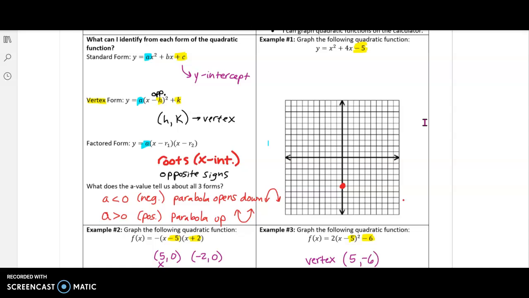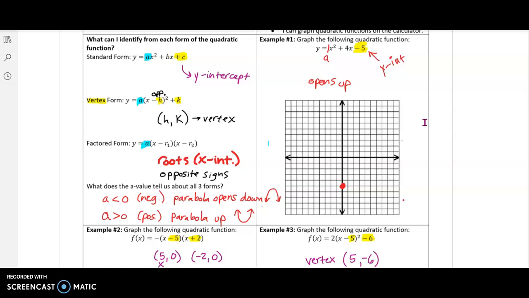So you can see, looking at example one there, our a value is 1. And if it's a positive 1, then that means our graph opens up. And you may want to label that negative 5 is the y-intercept. Even though I know we've already plotted it, you may want to include it. Okay. Now, how do we get the rest of the graph?